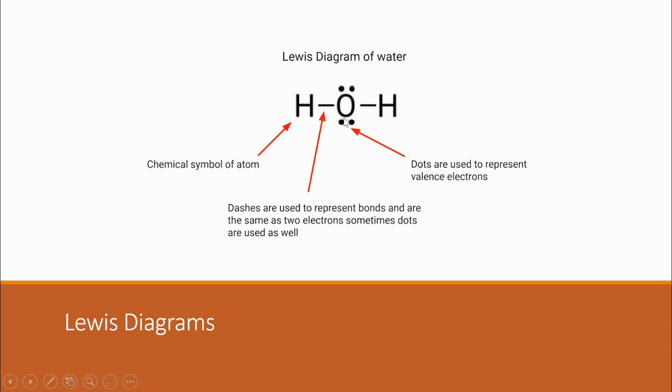So again, these letters are the chemical symbols of the atom. The dashes are used to represent bonds and are the same as 2 electrons, and occasionally you'll see dots as well. I prefer to draw it with the lines, with the dash, because I think that is more clear. And then the dots are used to represent the valence electrons that aren't bonding.